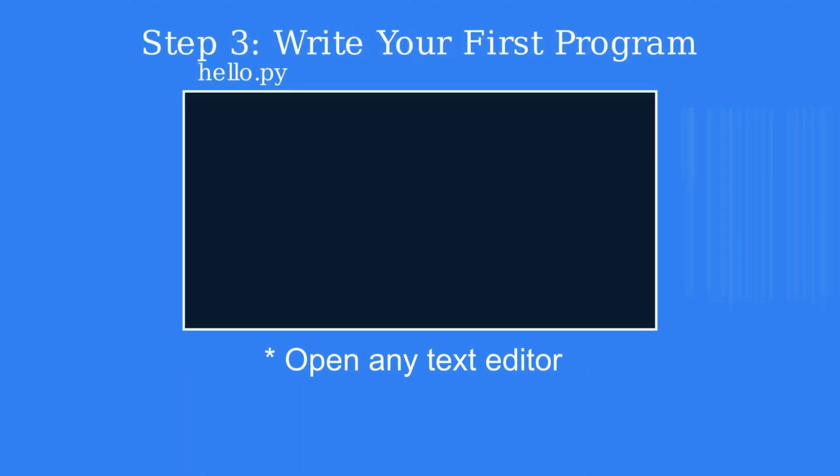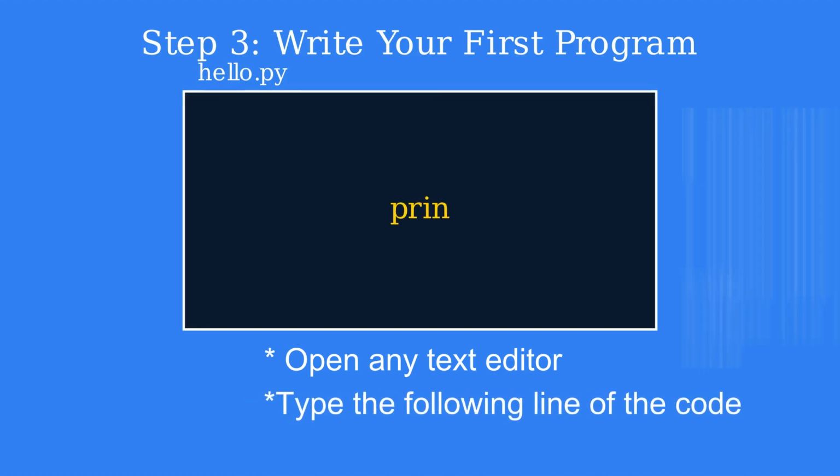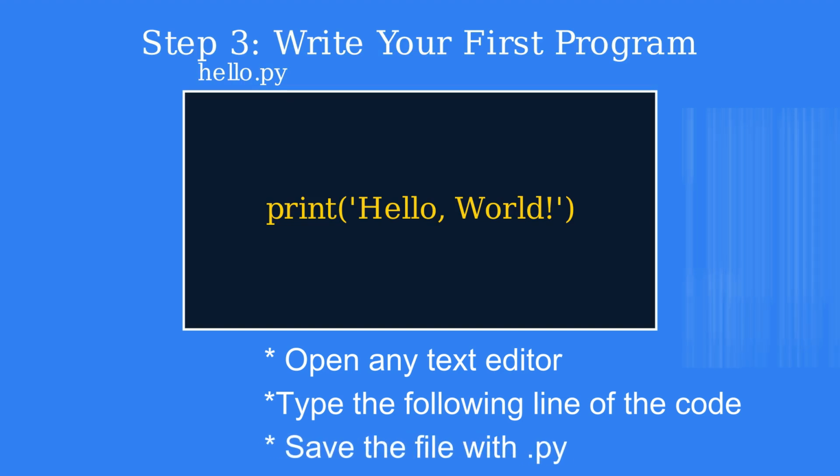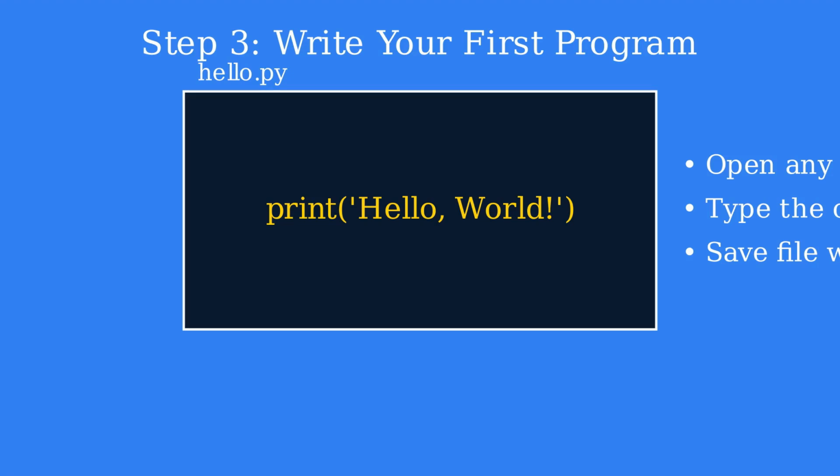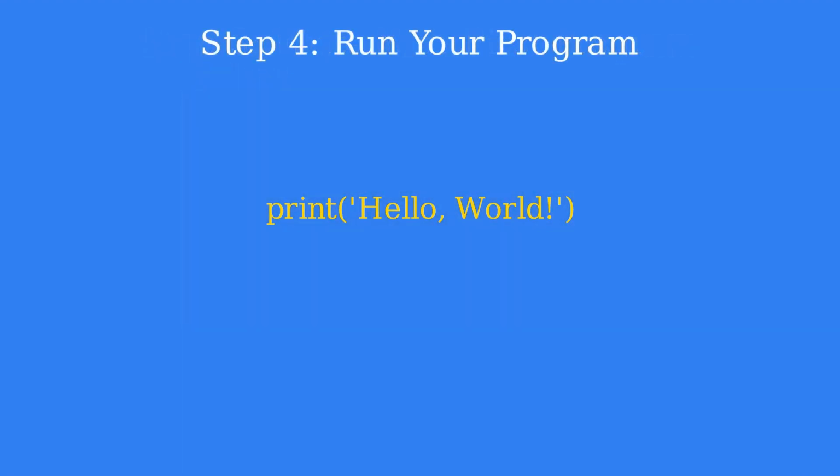Now let's write your first Python program. Open any text editor like Notepad on Windows or TextEdit on Mac. Type the following line of code: print('Hello, World!'). Save your file with a .py extension. In this case, we're naming it hello.py.